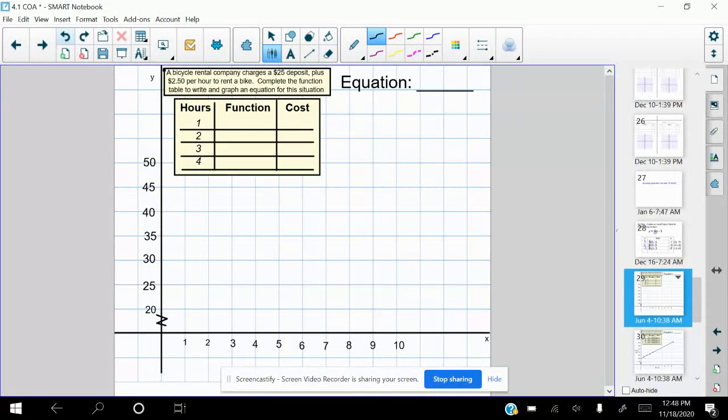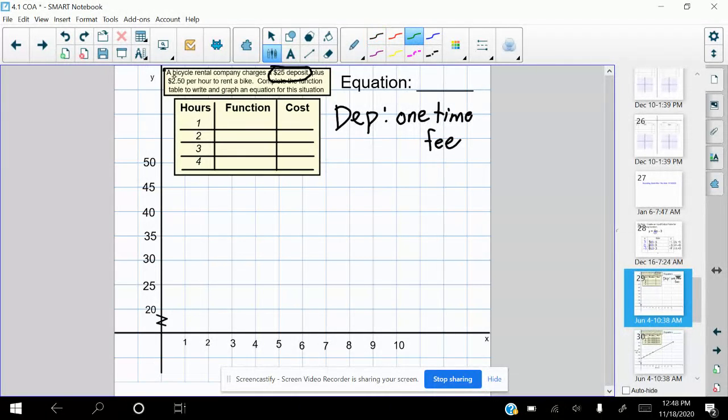Well, let's look and analyze some important pieces of information. Well, I see there's a $25 deposit, which means that that's going to be a one-time fee. So I know this deposit is going to be a one-time fee. So I'm going to write that. A deposit is a one-time fee. Awesome. Well, what else do we notice?